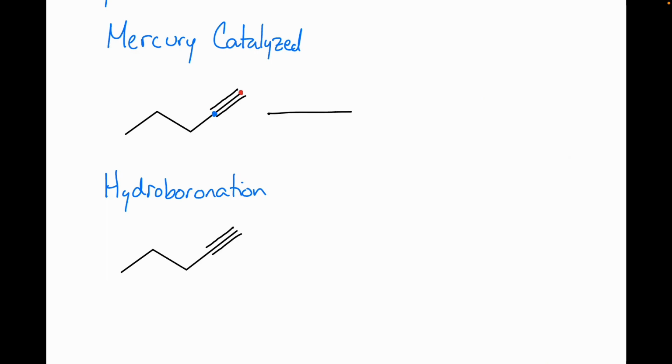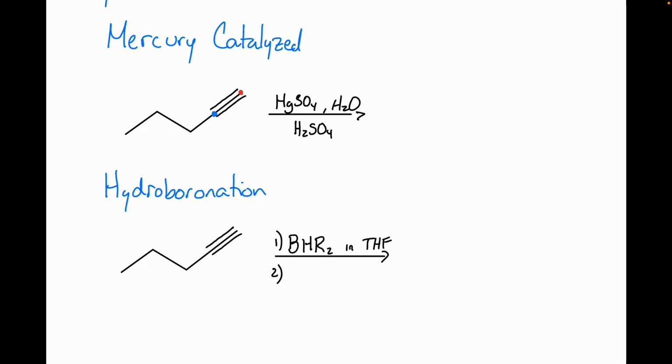Mercury catalyzed means that we have mercury sulfate, sulfuric acid. Hydroboration is with boron. Okay, both of these are hydration reactions. Take a second and see if you can't tell me what the product of these reactions are.